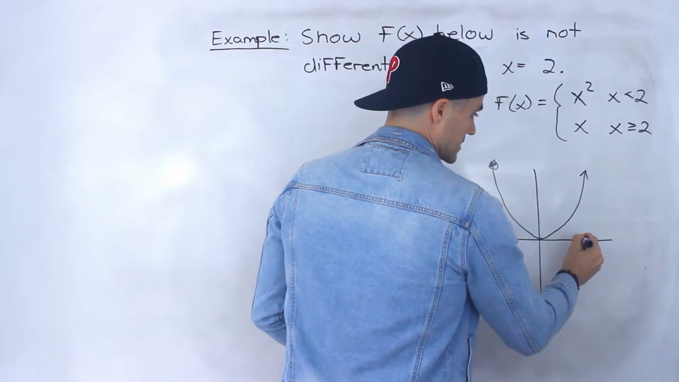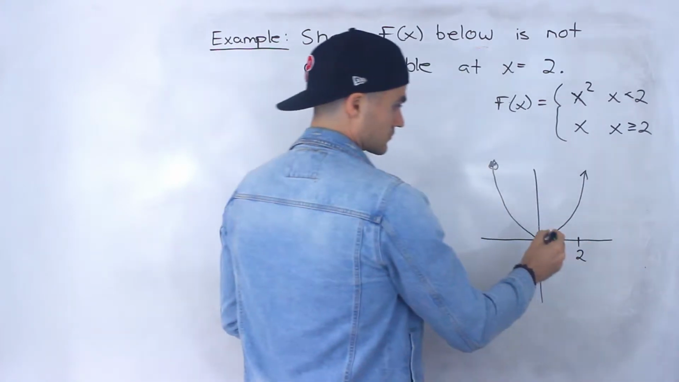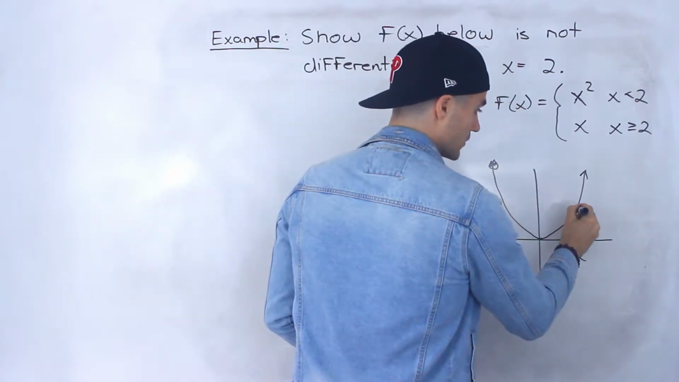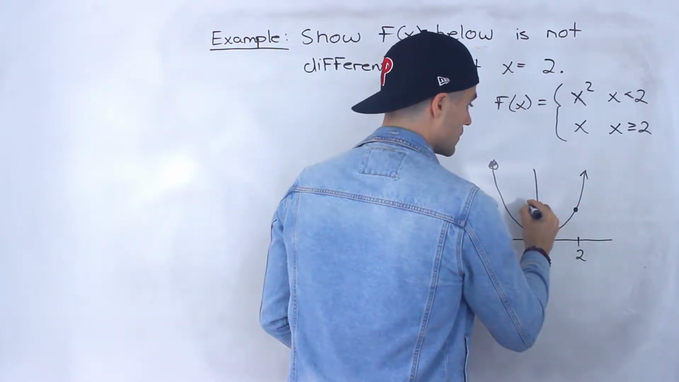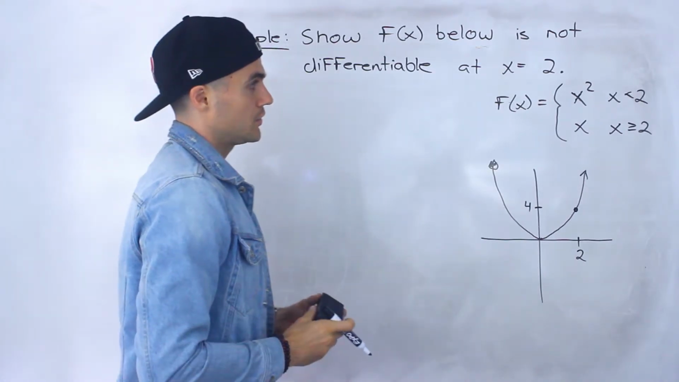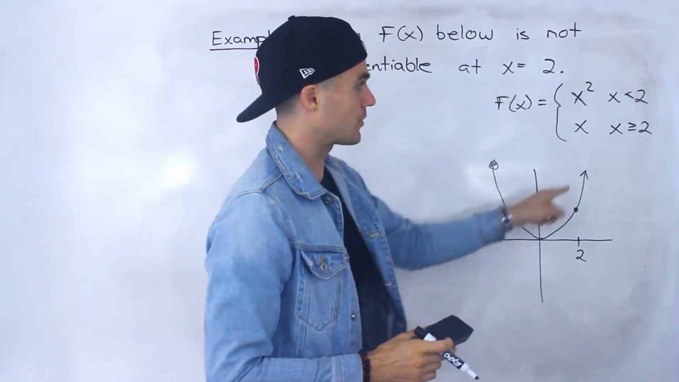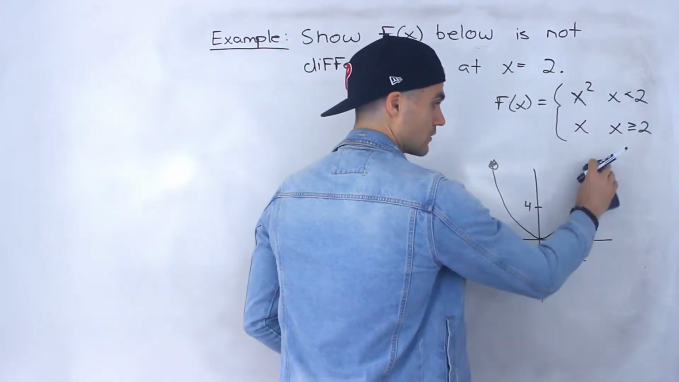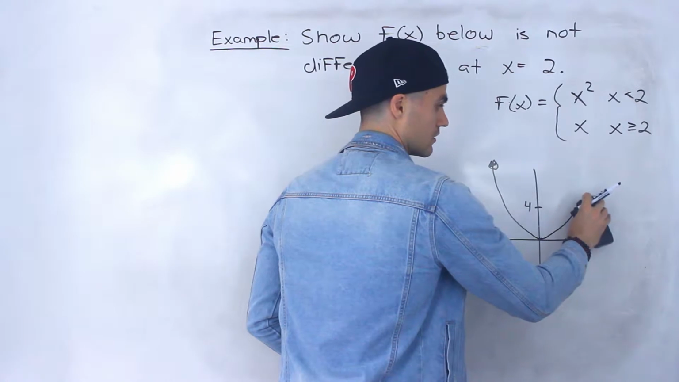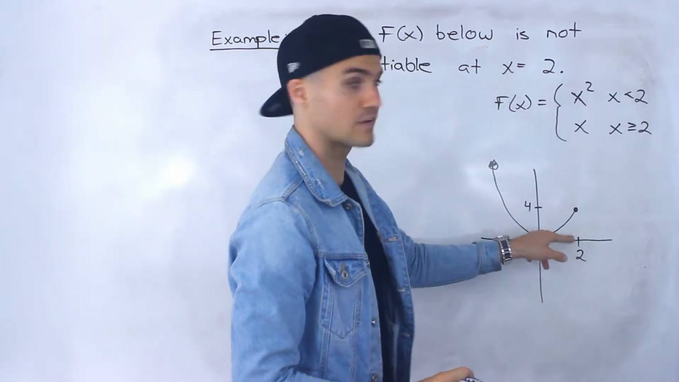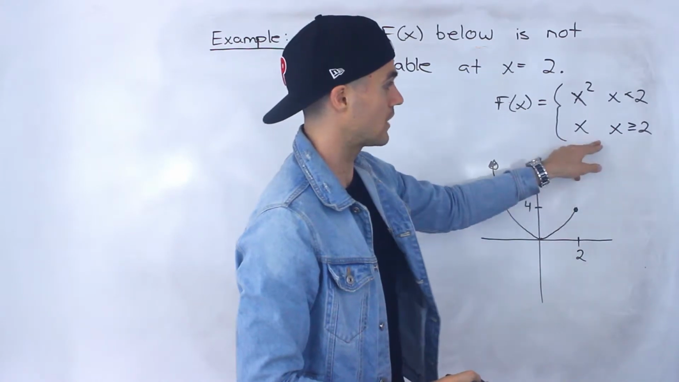And then at an x value of 2, what's the y value going to be for x squared? The y value is going to be 4, like that. But notice that it's this parabola for all x values less than 2. So any x values greater than 2, this part here we can erase. And notice that at an x value of 2, it's not defined there, right?